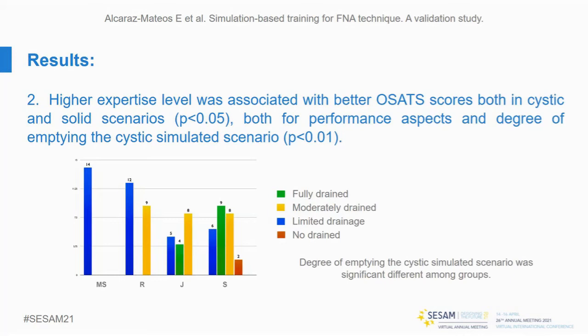So as you can see in the graph, you can see that the majority of the senior and junior performed fully or moderate with some limited drainage of the cystic lesion in comparison with the medical students and the residents that most of them have only limited drainage.